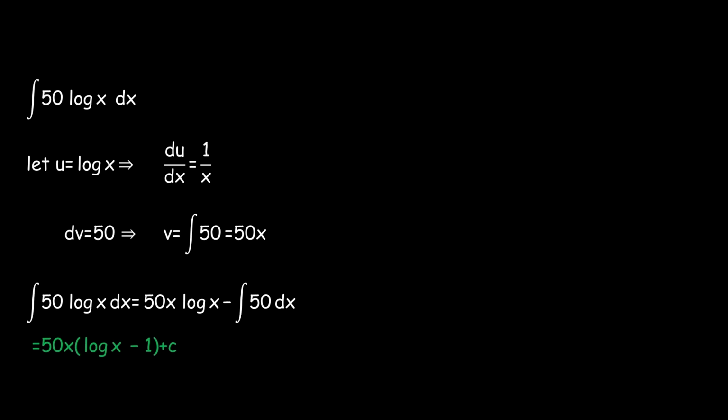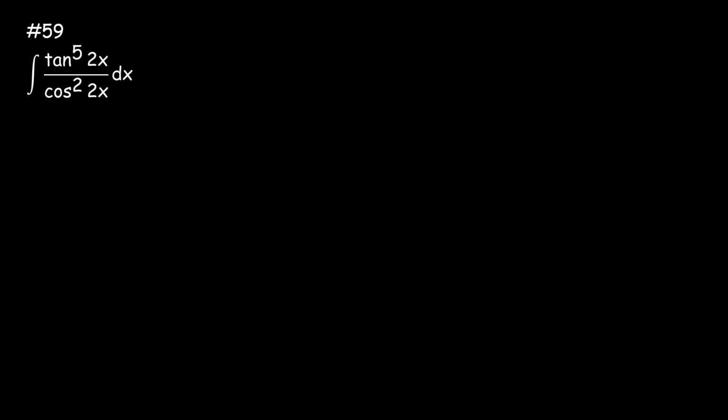Okay. Question 59, we have the integral of tan to the power 5 of 2x, pardon me, divided by cos squared 2x. Now, in this question you need to remember that 1 over cos squared x is sec squared x, right? And remember, if you integrate sec squared x, you should have tan x. But now in this case, we don't have x, we have 2x.